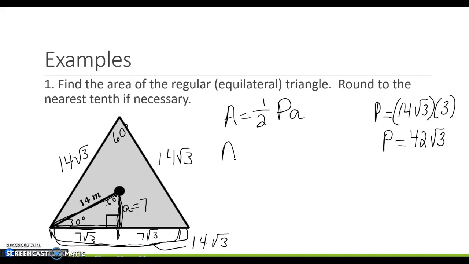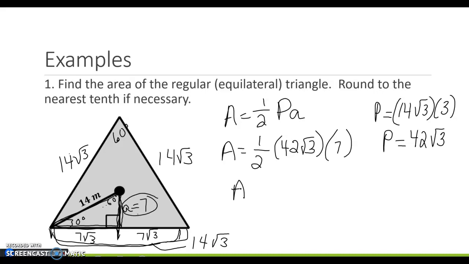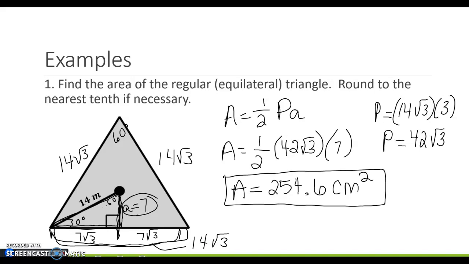Okay, so now let's go ahead and substitute into my formula. So 1/2, the perimeter is 42 square root of 3, we just found. And the apothem from my picture is 7. Now we're just going to multiply that all in our calculator, round to the nearest tenth, and we get that the area is 254.6 square centimeters. Okay, we will do another regular triangle at the end after we look at circles here.